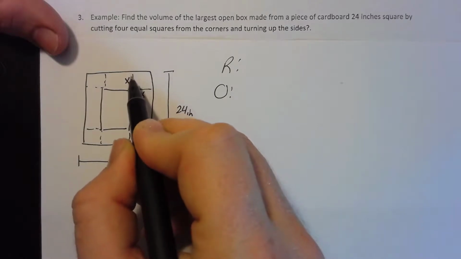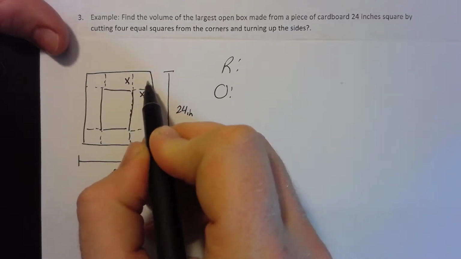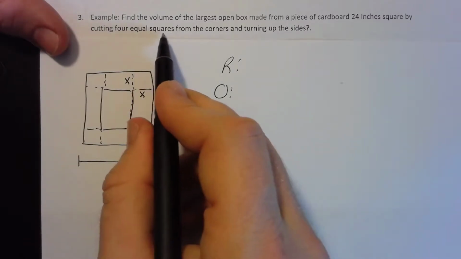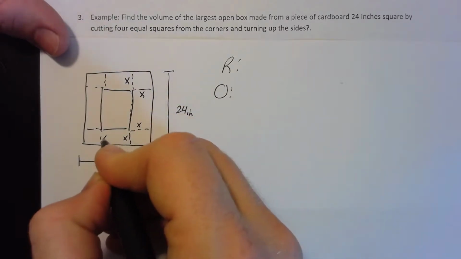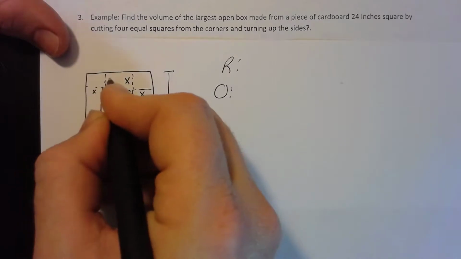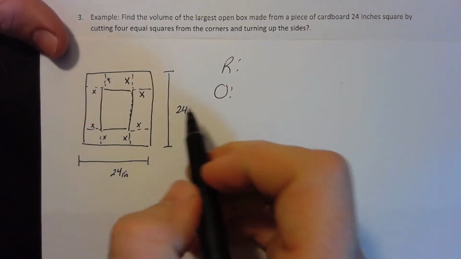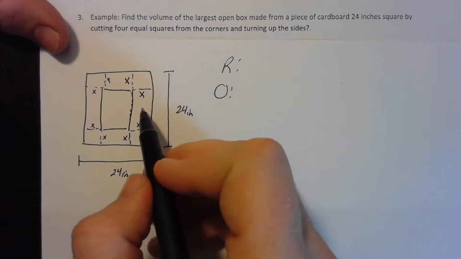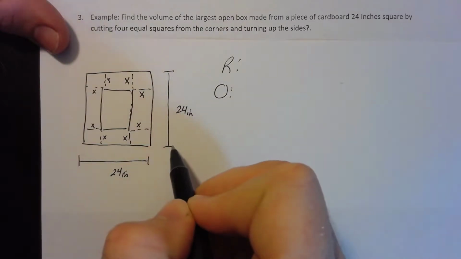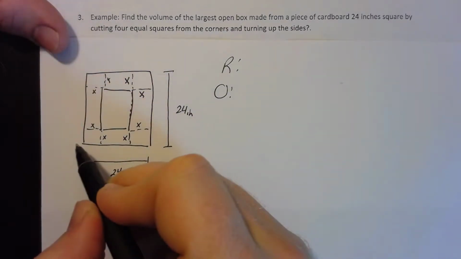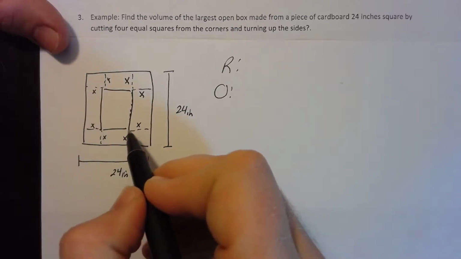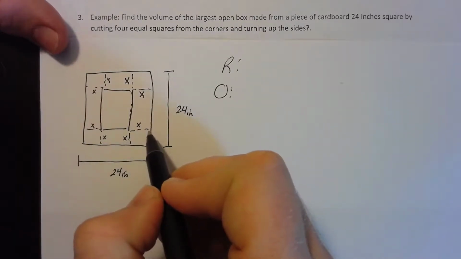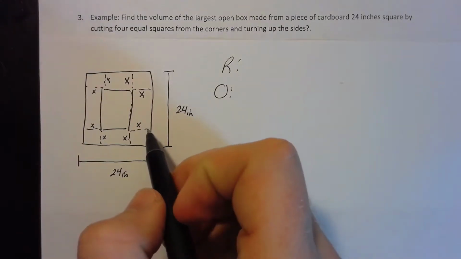Because if I label this as x and this as x, you'll notice it has to be equal squares from this corner. And every single one of these corners will actually cut out the exact same length amounts. So our restriction equation actually focuses on the concept that this length here is 24, this length here is 24, and we're going to remove a length of x on one side and a length of x on the other side.